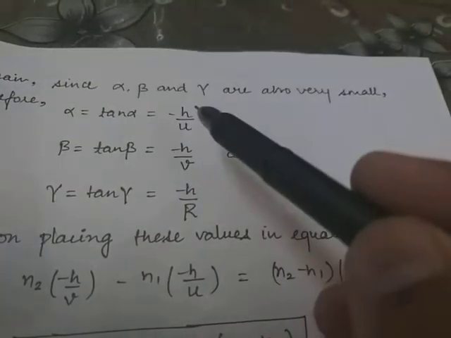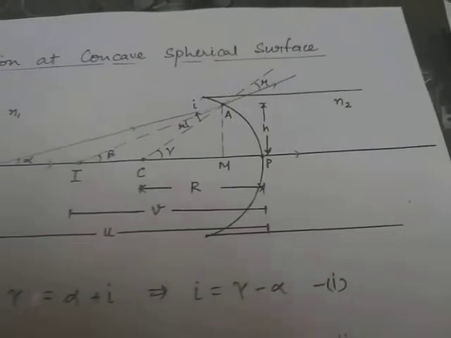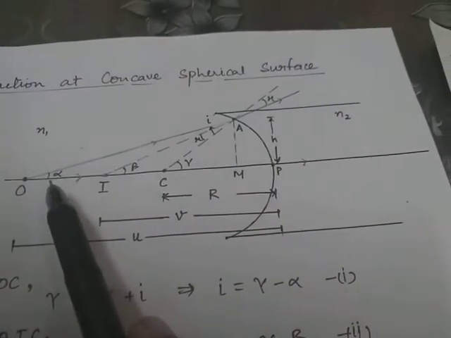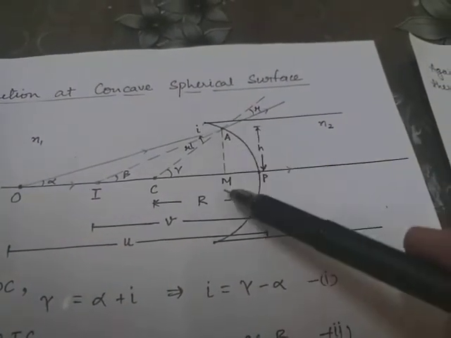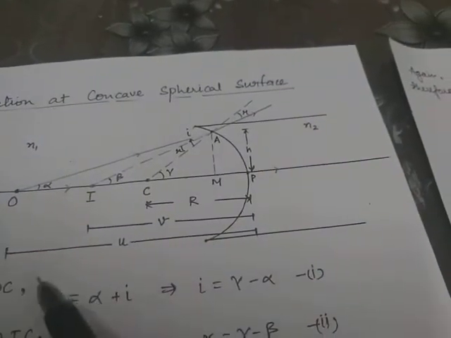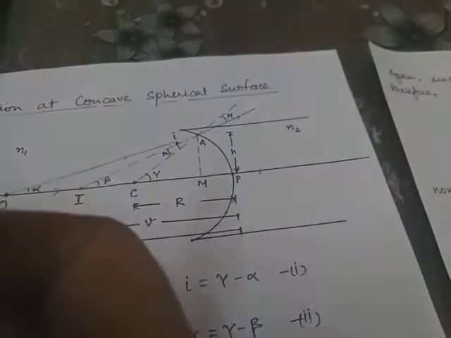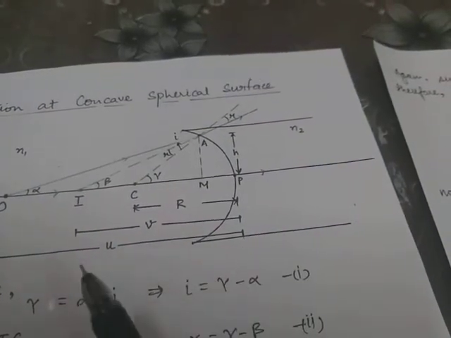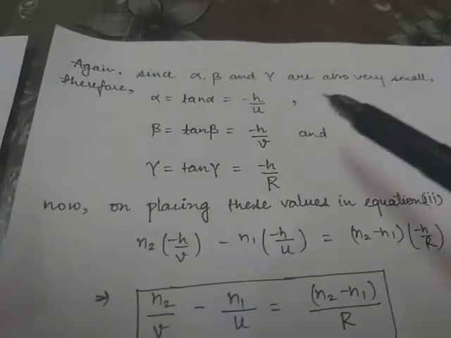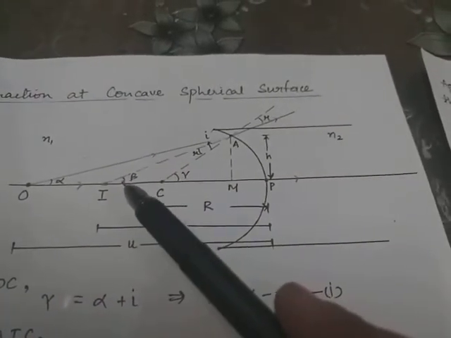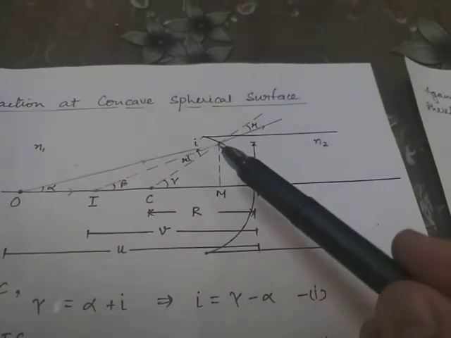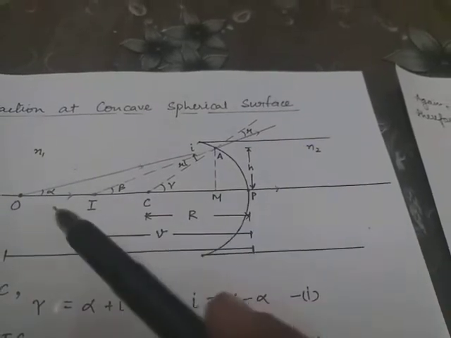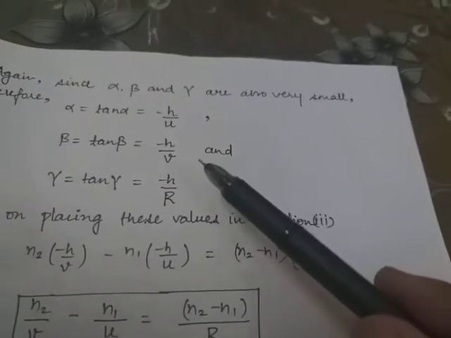Tan alpha is equal to perpendicular upon base. See the diagram. Tan alpha is equal to perpendicular, that is h, upon base, which is u. As u is on the left side of the surface, it is taken as minus u. So alpha is equal to minus h upon u. Beta is equal to tan beta, and tan beta is equal to perpendicular, h, upon base, which is minus v. So it is h upon minus v, or minus h upon v.